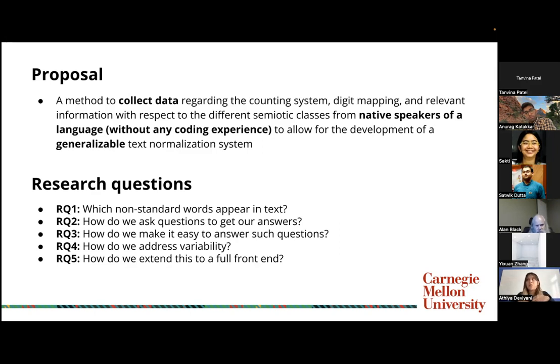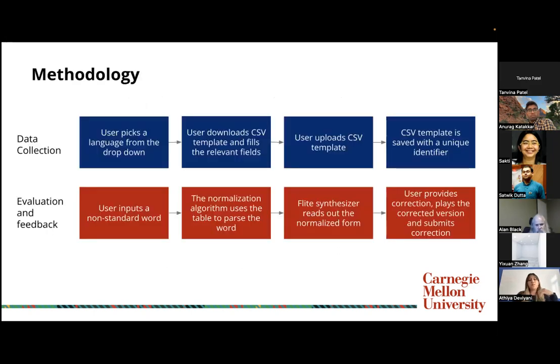And from this method, we would like to answer the following questions. Which non-standard words appear in text? How do we ask questions to get our answers? How do we make it easy to answer such questions? How do we address variability? And how do we extend this to a full front end? So this is the high-level methodology.